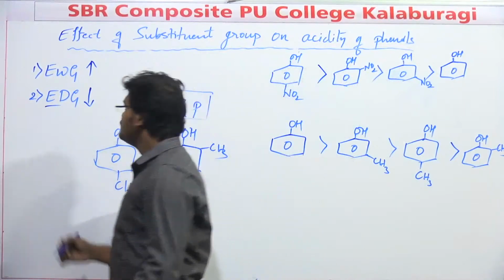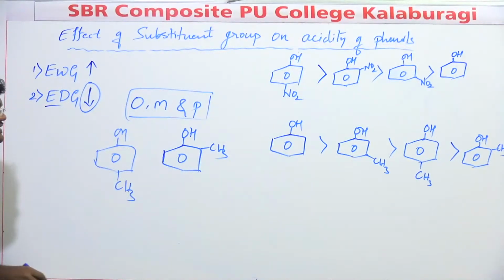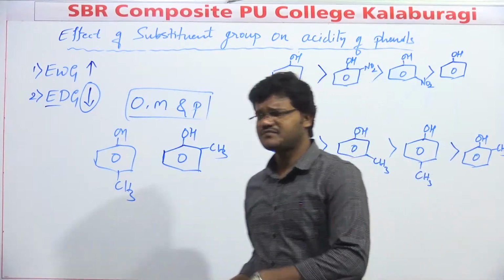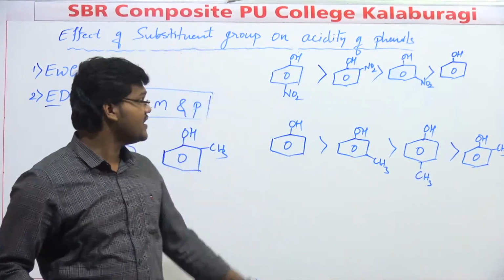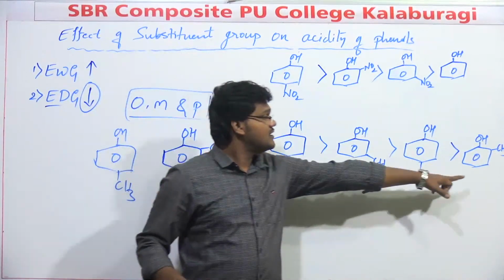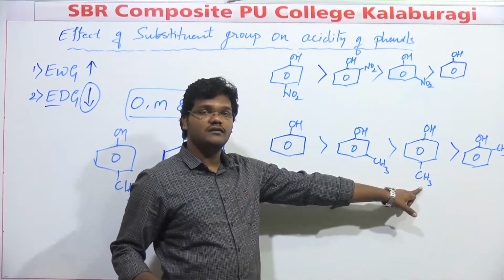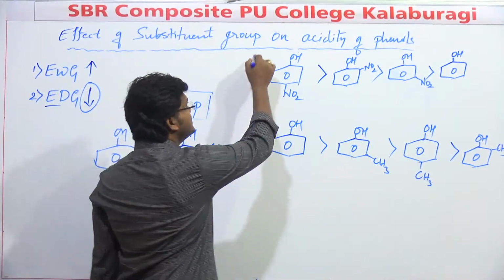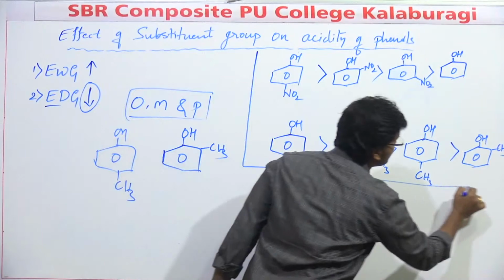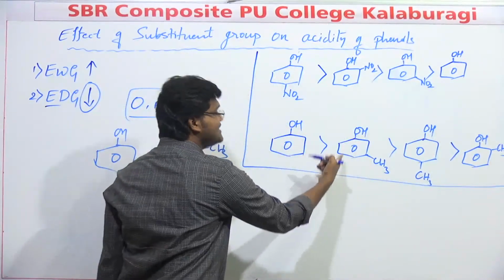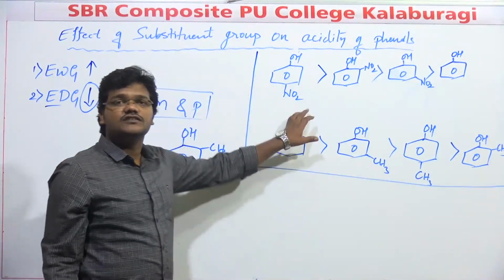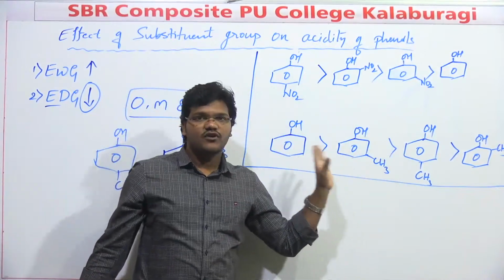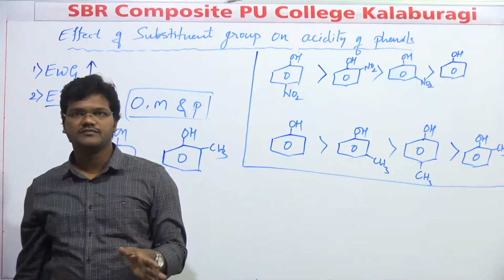The effect, which decreases the acidic nature, will be more at ortho. That is why orthocresol is less acidic than para, then meta, and phenol is the most acidic. So this is the order of acidic nature for cresols. This order is not the same for all electron donating groups.